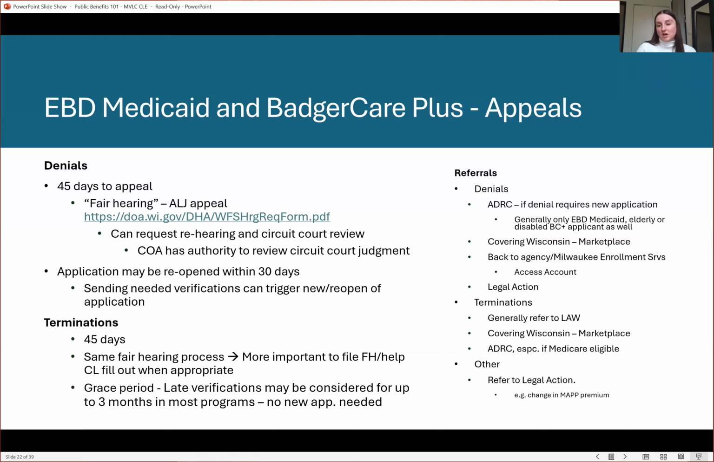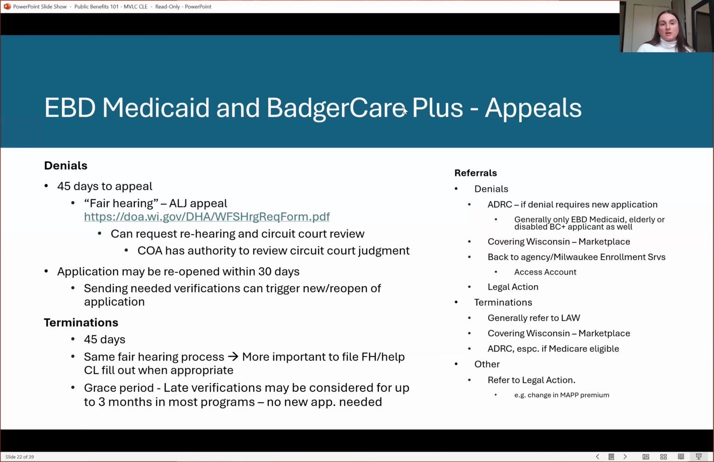Terminations: Legal Action, the marketplace if it was a termination for over income, like I said, in Badger Care especially, and then the ADRC if they're Medicare eligible to start exploring better Medicare plans. Another note, just a small thing, that you cannot be on Medicare and Badger Care or the Affordable Care Act program. So over 65, the ACA is not a good referral for people. And then other benefits issues with these benefits, like a change in someone's MAP premium, just send to Legal Action.